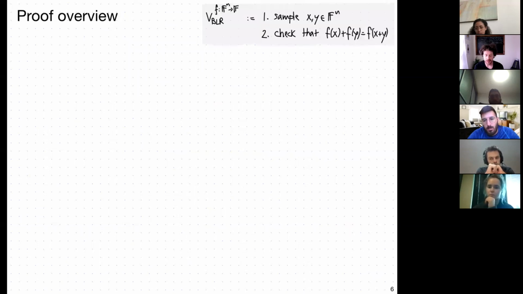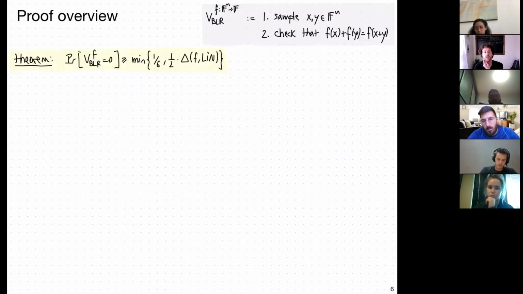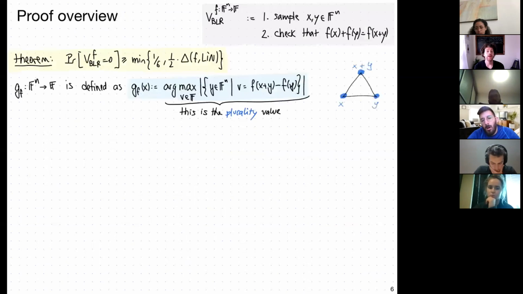So here's what we'll try to do. First of all, recall we have this test which just chooses a random x, y, and checks this condition. And we want to prove this theorem. And this is just for us to remember the definition of the plurality vote. Okay, before I start, any questions regarding the definition of the plurality vote?